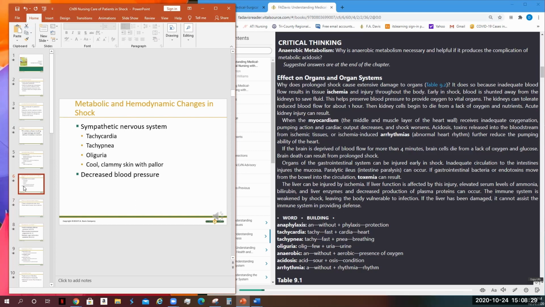If the brain is deprived of blood flow for more than 4 minutes, brain cells die from a lack of oxygen and glucose. Brain death can result from prolonged shock.